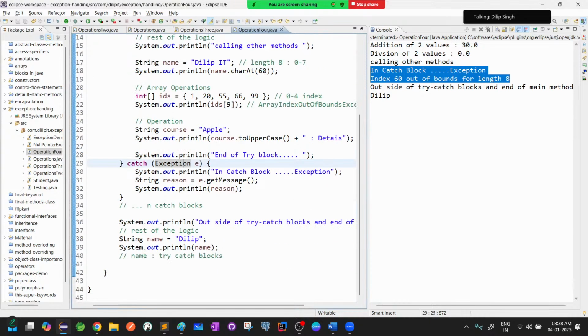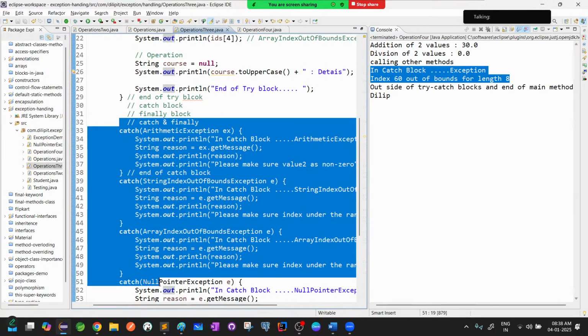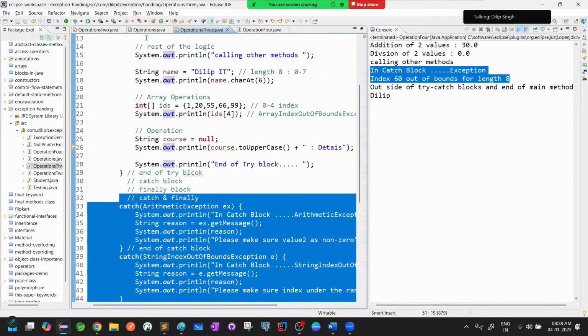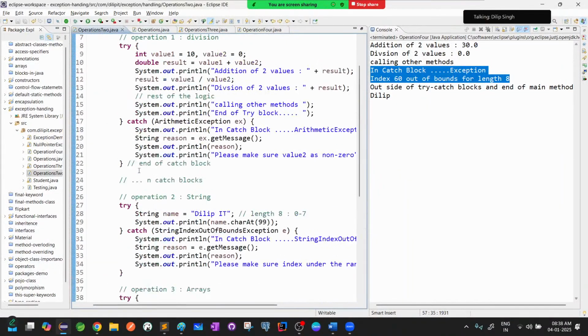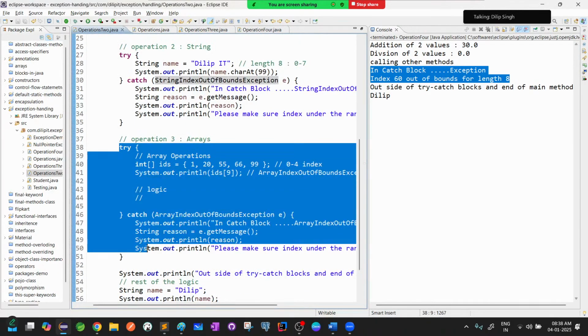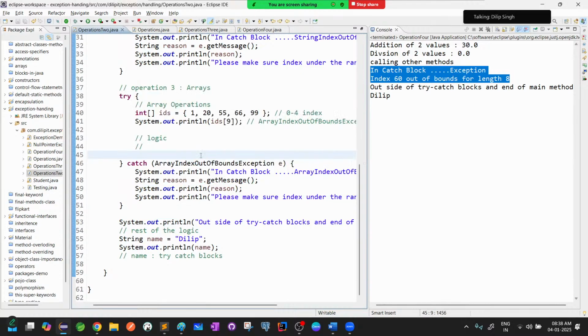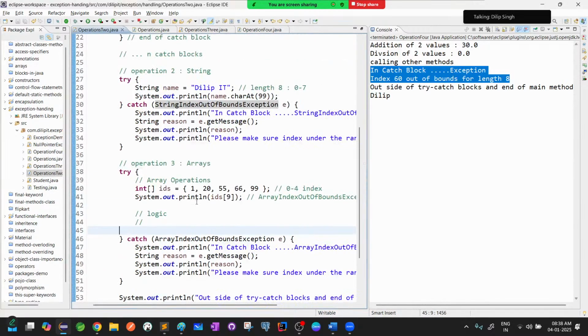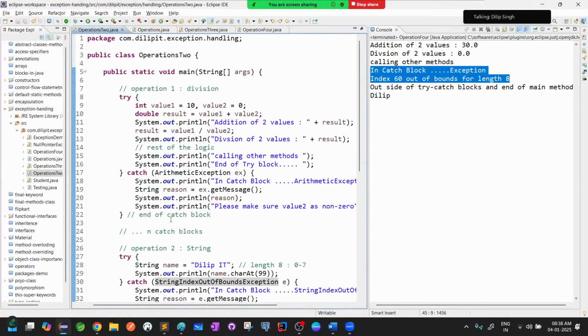You can write individual catch blocks associated with each exception like this. And you can write it like this also, with associated try catch blocks for every operation. So this is one more way you can write. It depends on the requirement, how you split it into pieces of try catch blocks, based on your requirement. You will use all these techniques.